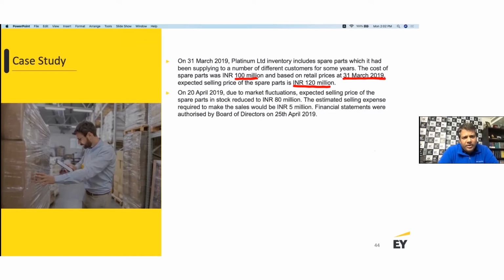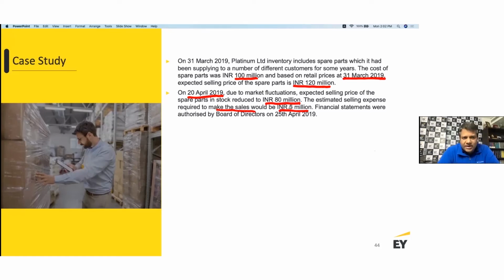On 20th of April 2019, due to market fluctuations, the expected selling price of the spare parts in stock reduced to 80 million. Huge reduction, right? The estimated selling expense required to make the sales would be INR 5 million. The estimated sales expense also.